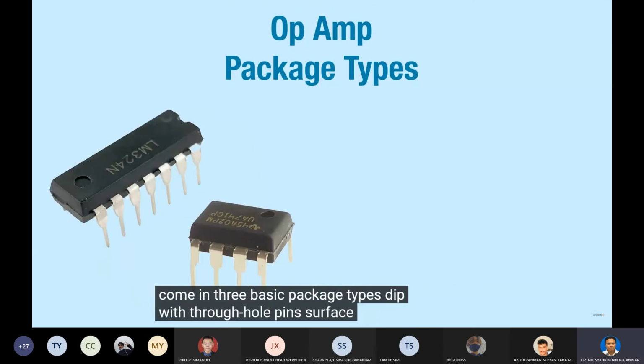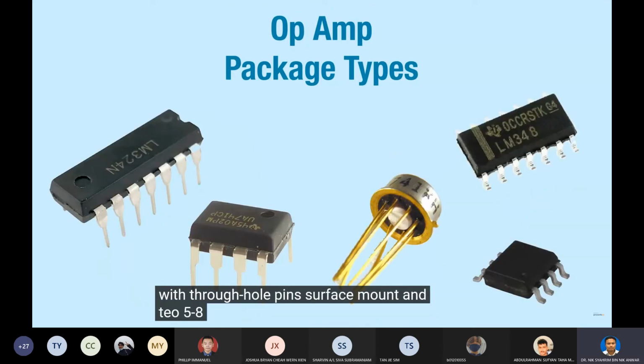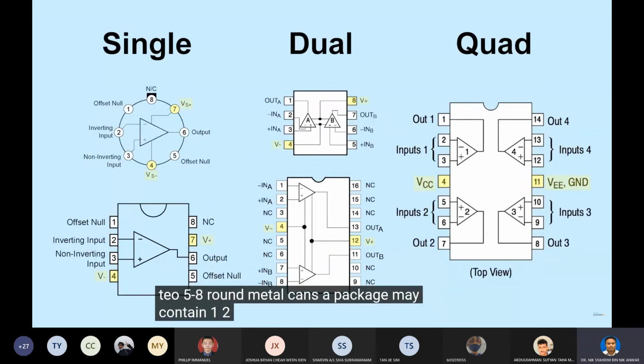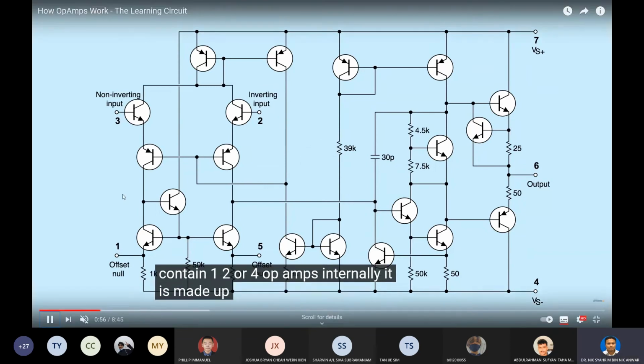So this is not that important. It's just an explanation on the different physical packaging of an op-amp. Okay, so this is the internal circuits of an op-amp or operational amplifier.